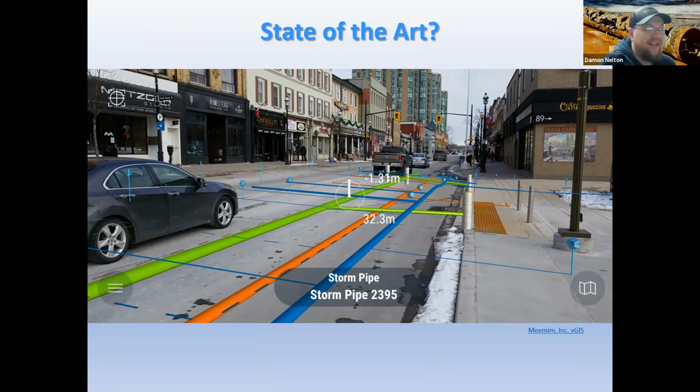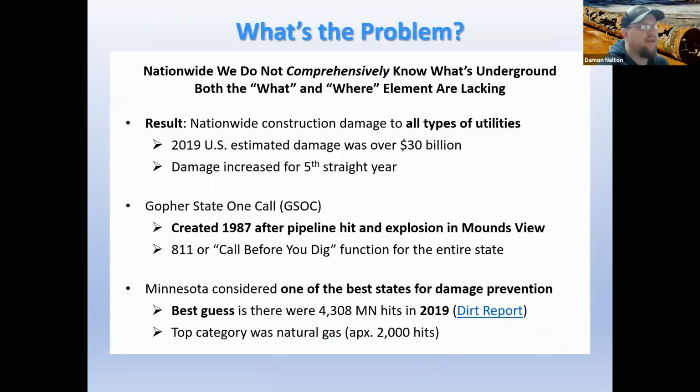So surely in this day and age, we're all using super highly accurate maps and technologies like virtual and augmented reality to ensure that the best possible understanding and location of underground utilities is known before we go out and dig. Regrettably, the answer is a sympathetic no. The reality is that nationwide, we do not have a comprehensive knowledge of what's underground. Both the what and the where are lacking. Consequently, there has been an ongoing nationwide problem of construction damage to all types of underground utilities.